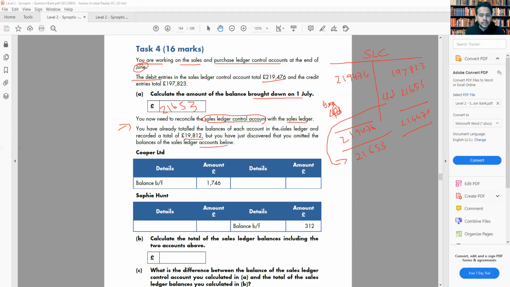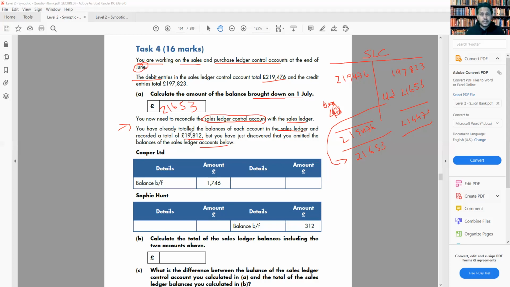So this is my total sales ledger. Don't mix up the sales ledger and the sales ledger control. These are two completely different things. Sales ledger represents only one customer. It's like the subsidiary ledger. But the sales ledger control is the general ledger. It represents all the credit customers.